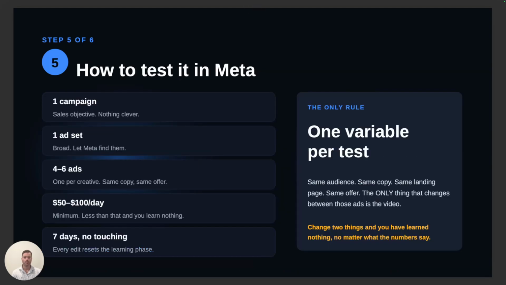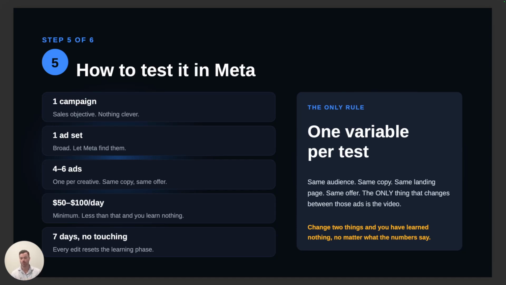Now, you got the footage. Here's how to test it. And I want you to keep this boring on purpose, right? 1 campaign, sales objective, nothing clever. 1 ad set, broad, let Meta find the people. 4 to 6 ads inside it, 1 per creative. Same copy, same offer, same landing page on every single one.